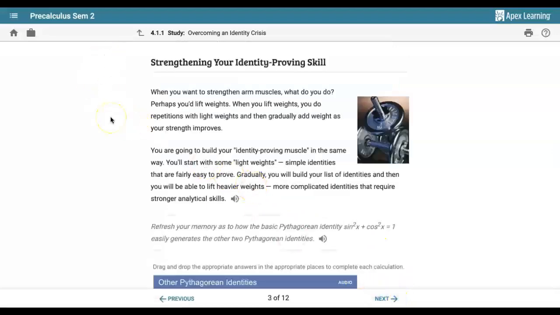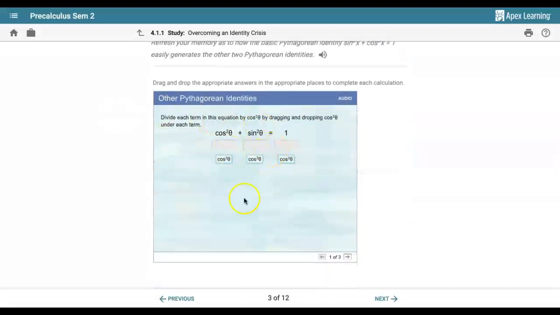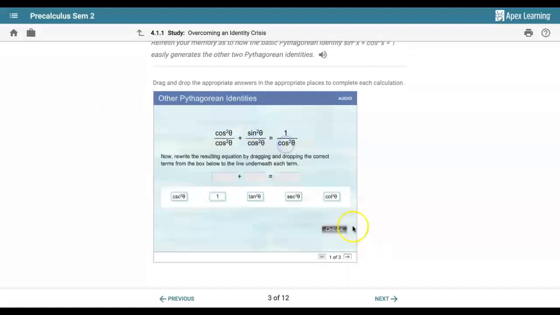So now that we understand some of the more basic things, we can look at strengthening these identity proving skills. To figure out some more of these, it wants us to divide each of these terms by cosine squared theta. We did this a little bit earlier. Cosine divided by cosine gives us 1. Sine divided by cosine, and both of those are squared, is going to give us tan squared, and 1 over cosine squared is going to give us secant squared.